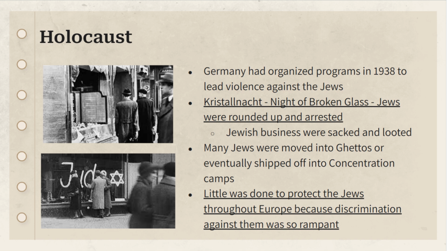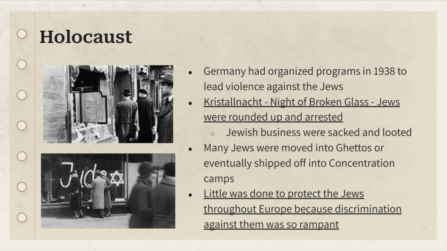Now, if you recall, one of the tenets of fascism is this idea that it's us against them, and you name a common enemy. And so what Hitler did is he named a common enemy of the Jewish people. There was a lot of prejudice against them already, and he started to organize programs around 1938 that led to violence against the Jews. That's where we see Kristallnacht, the Night of Broken Glass. The Jewish people are rounded up and arrested.